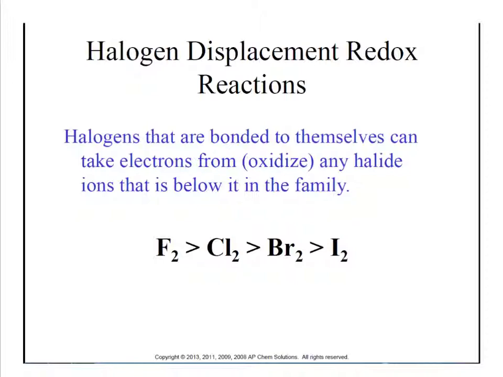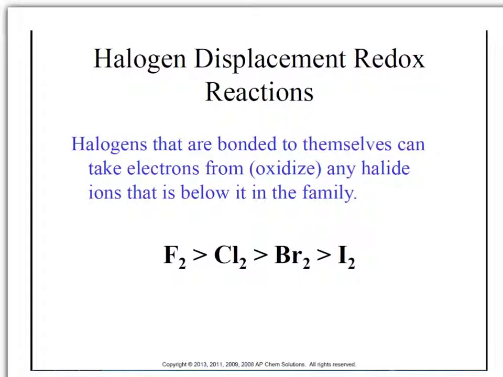So fluorine can take from any of the other guys. Chlorine can take from bromine and iodine. Bromine can only take from iodine. And iodine, that little wuss, can't take from nobody.